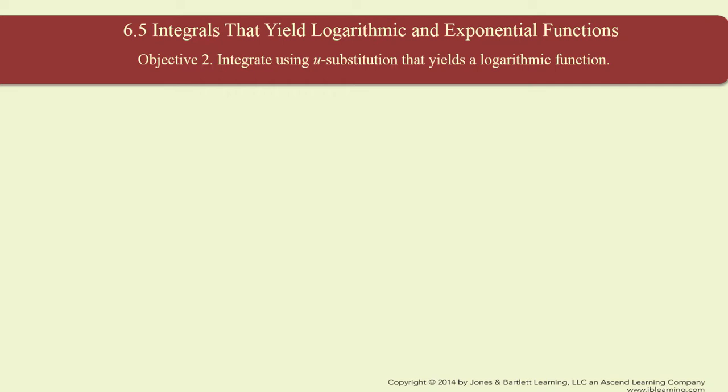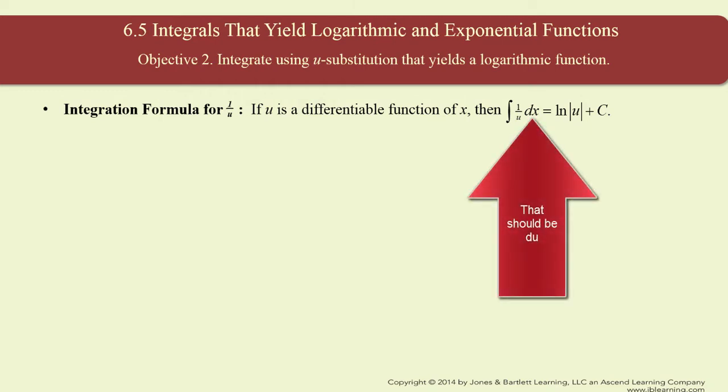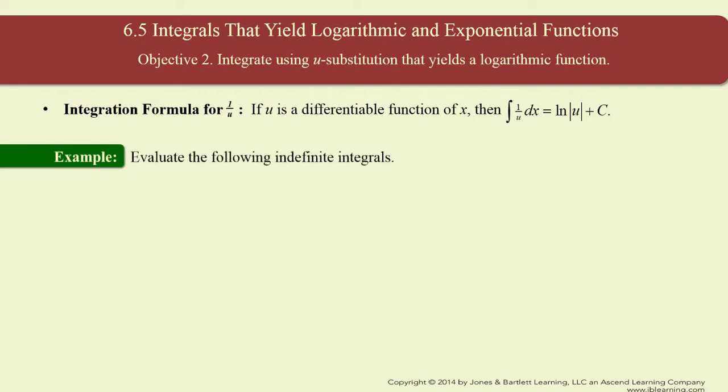That example made sense. Moving along, if you're integrating 1 over u, where u is a differentiable function of x, then the antiderivative of 1 over u du, that should be a du there, is the natural log absolute value u plus c. What do we have here? This is our u sub. This is going to be one of my guidelines that I gave you on u substitution. Let's do an example. You'll see what I mean.